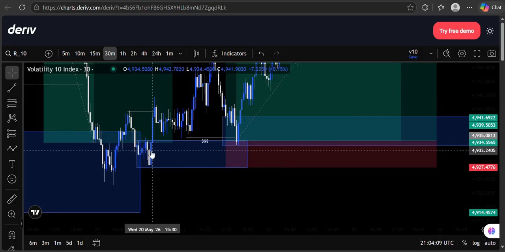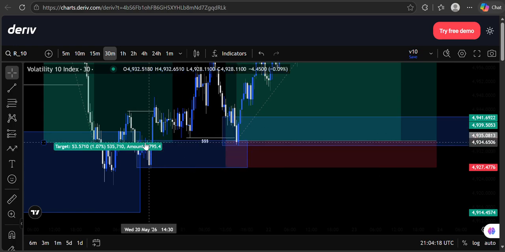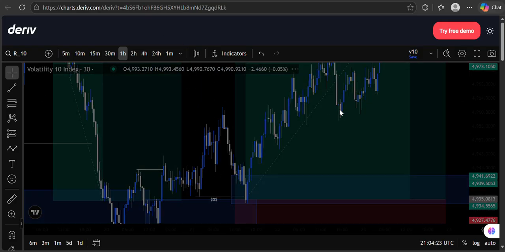Price took out those lows, tapped into this zone, and then went up massively. Notice that in this particular zone in the 30-minute time frame, we did not see price tap into it, but it actually reacted within this fair value gap. Price got in here and then moved massively to the upside.